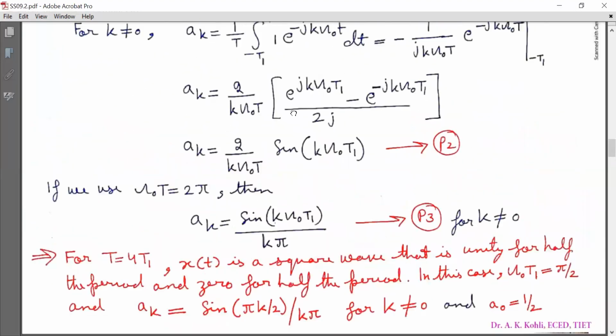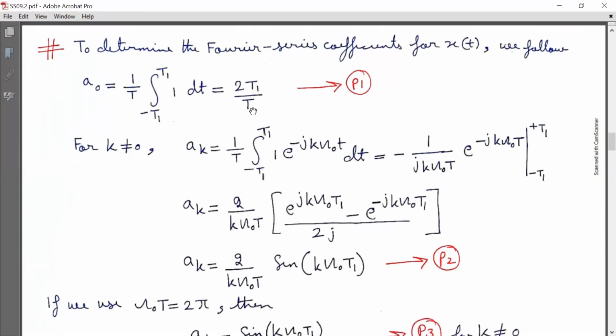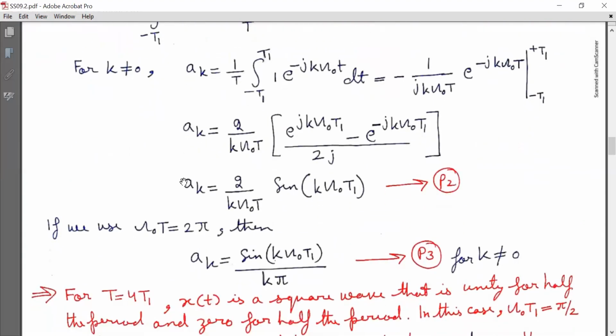How? Here a0 is equal to 2T1 by T. We have assumed capital T is equal to 4T1. So a0 is equal to 1 by 2.